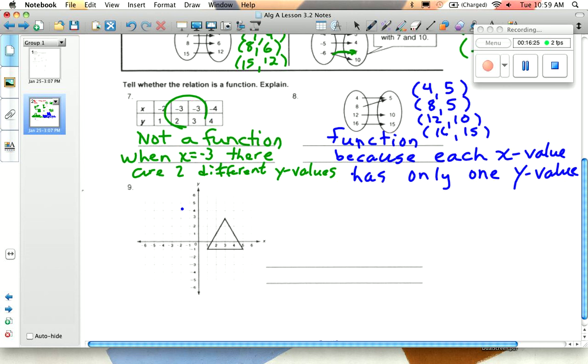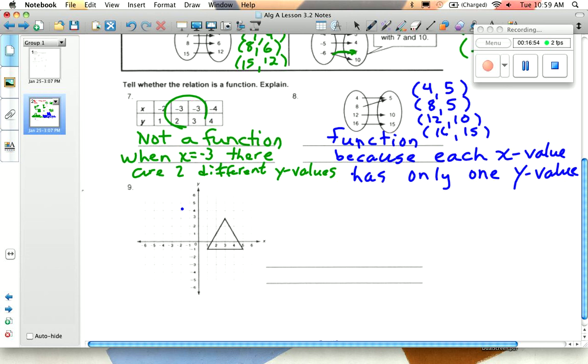Okay, number 9. How are you feeling about that one? Any guesses? Anybody think it's a function? Anybody want to vote for function right now? Okay, we got some takers for function. That means the rest of you are saying not a function? I wonder how we're going to figure it out. How are we going to decide?